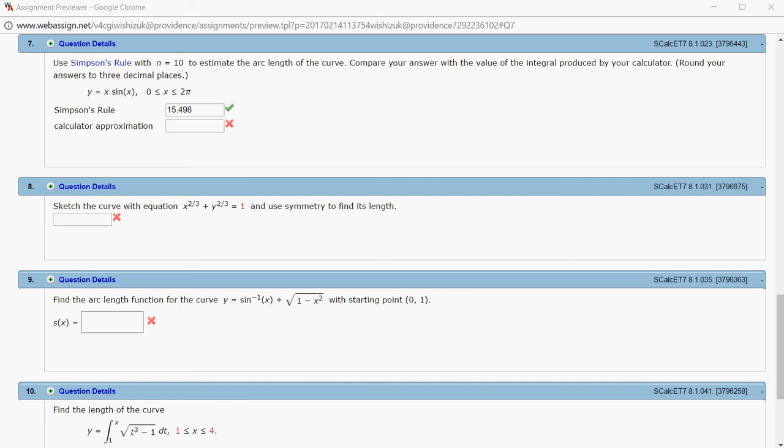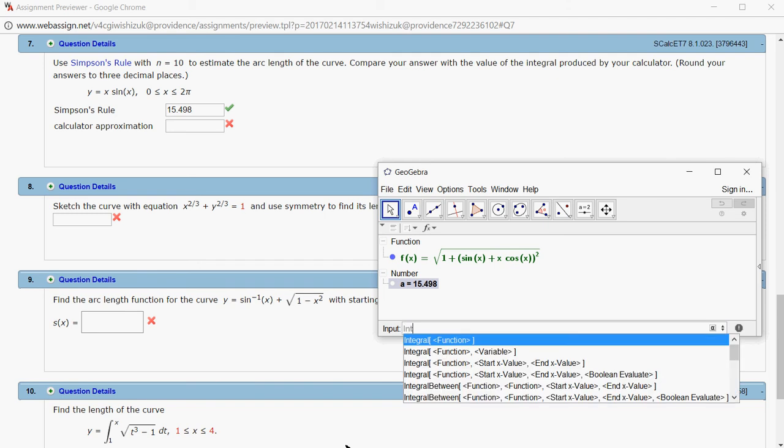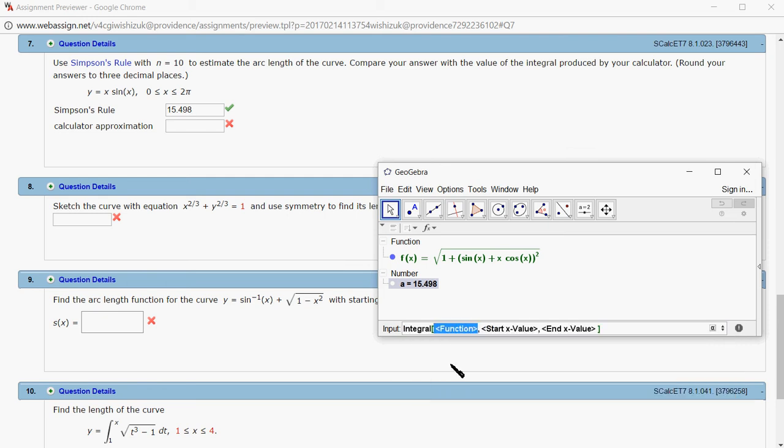Then we're going to use the calculator approximation. One thing we can do is use GeoGebra, since everyone has access to it. We can use the integral command, the third option, which takes a function, a start value and an end value. The function is f of x, which we already have, the start value is 0, and the end value is 2 pi. Then hit enter.